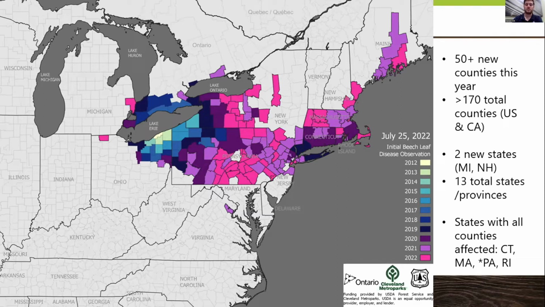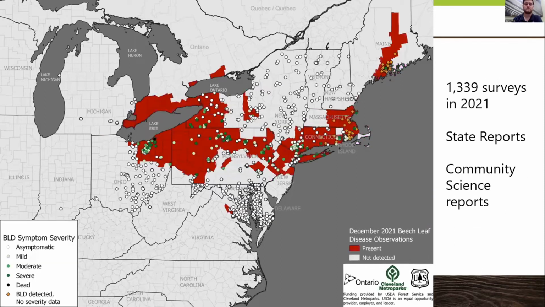And so part of the question that a lot of people have had is whether or not it's truly spreading, or are we just doing a better job of looking and raising that awareness to get people to go out and look. And so one of these maps that I put together every year is a survey map. So last year in total, we had over 1,300 surveys in 2021. Those come from both state agencies or state reports, as well as community scientists.